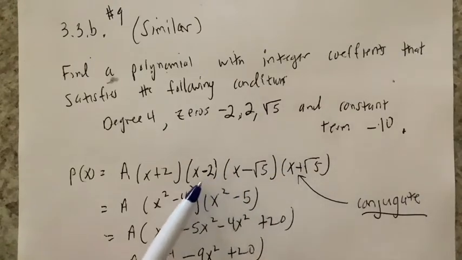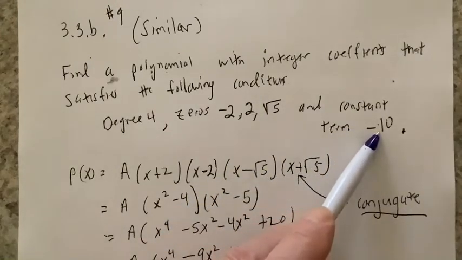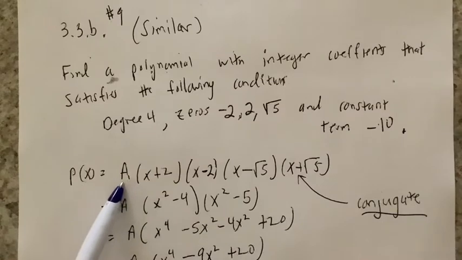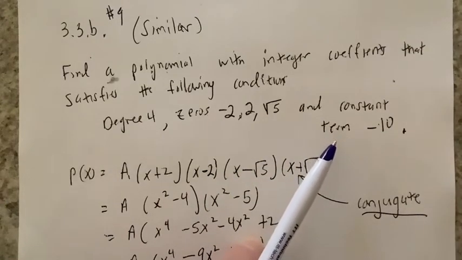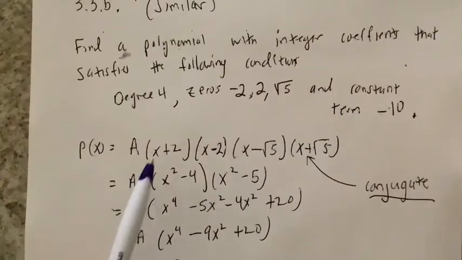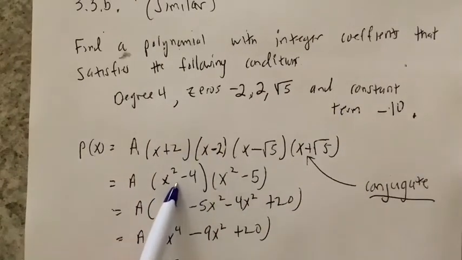Okay. Secondly, if the constant term is -10, that's the last term. We're going to put a constant out here in front, and we're going to find out what it is, okay? Actually, it's not an arbitrary constant, it's an unknown constant, right? And in fact, that's a good idea. Always put an unknown constant out front, because that can help you answer some of the conditions. Here we go. So when you multiply these two together, you get x squared minus 4.